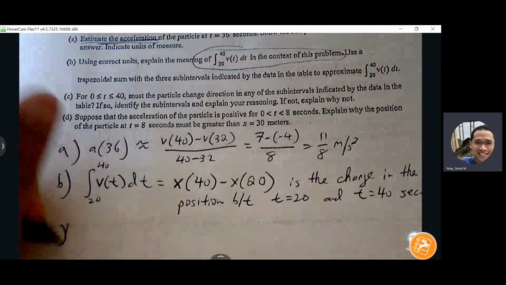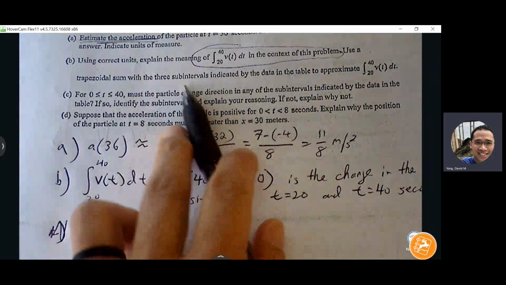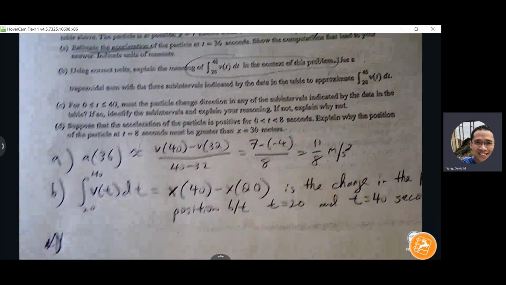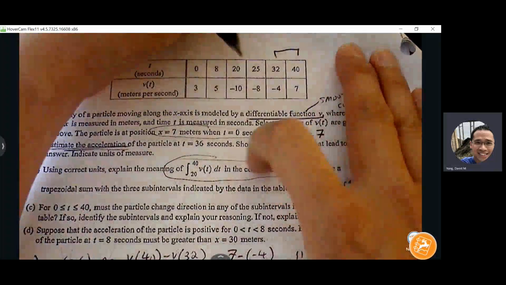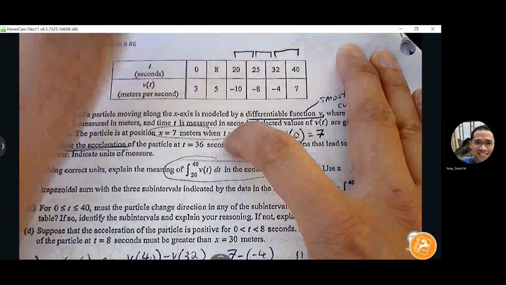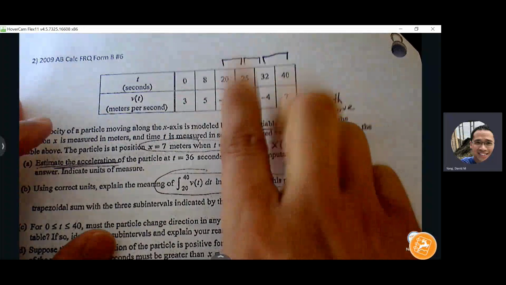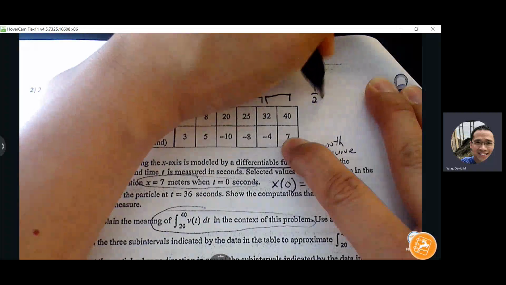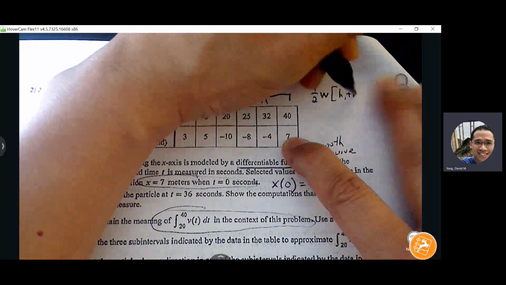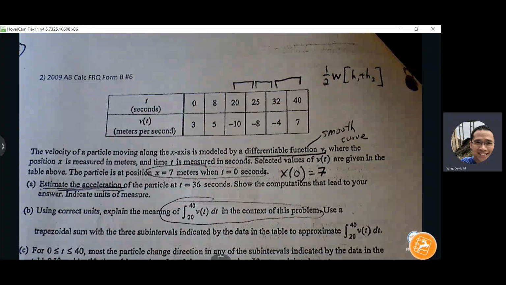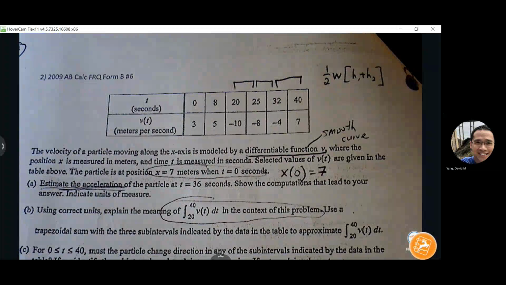Oh, we're not done with part B yet. Use trapezoid sum with 3 subintervals indicated by the data to approximate the definite integral from 20 to 40 of v of t dt. So 20 to 40, we want 3 subintervals. So find the width. Subtract each of the t values to get the width, and then your formula is 1/2 width, height 1 plus height 2. Okay, try that and use your calculator. See what you get.